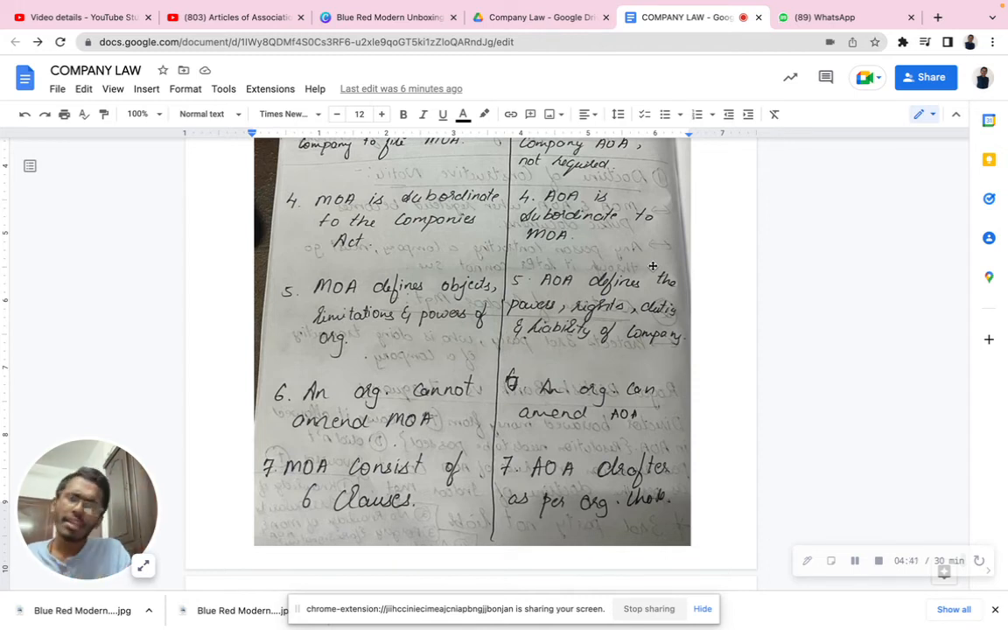Can we amend the MOA or can we not amend the MOA? Think fast. We cannot amend the MOA, sorry. AOA we can amend. I was just confusing it. MOA consists of 6 clauses. Which are the 6 clauses? Name clause, registered office clause, objective clause, liability clause, capital clause, associate clause. And AOA is basically drafted as per the organizational needs.